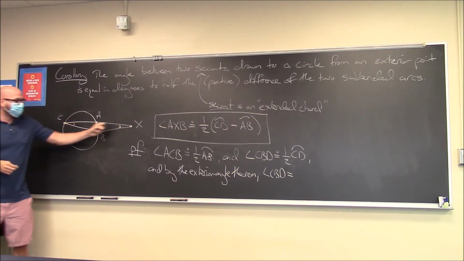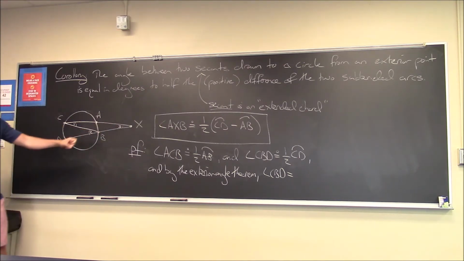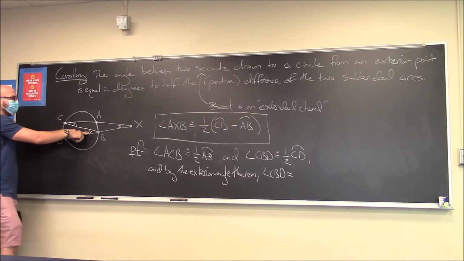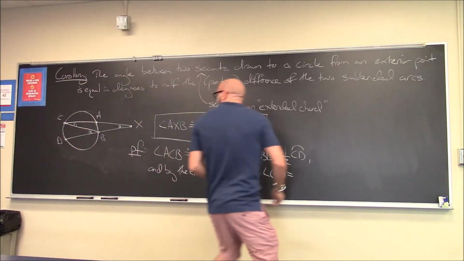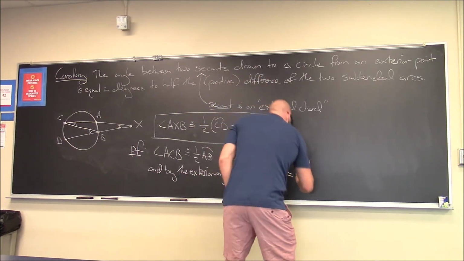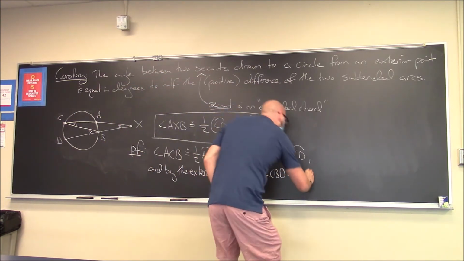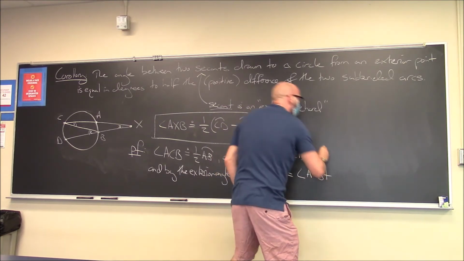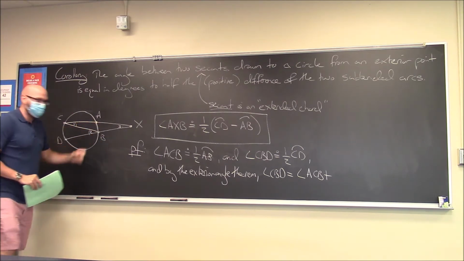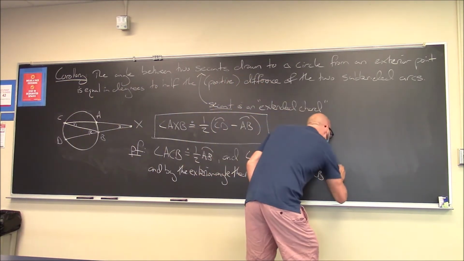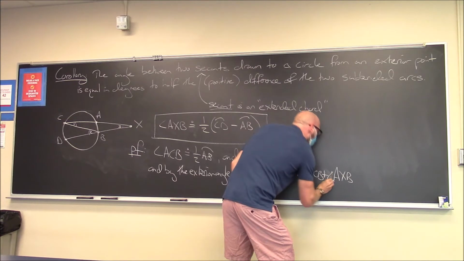Well, the exterior angle theorem relates all three of these things, right? I know something about this, something about this. I want to know something about this. The exterior angle theorem says angle 2 is actually equal to angle 1 plus angle 3. So angle CBD is equal to the sum of angle ACB plus angle AXB.